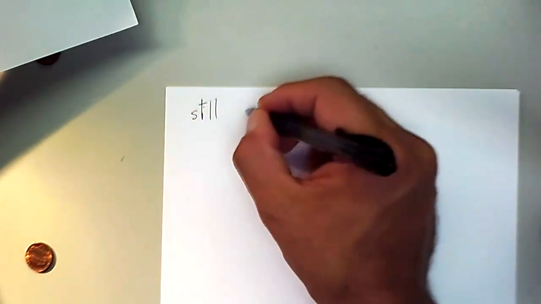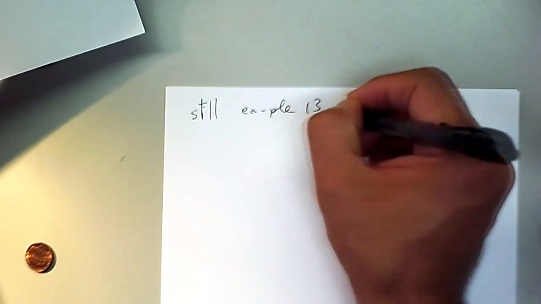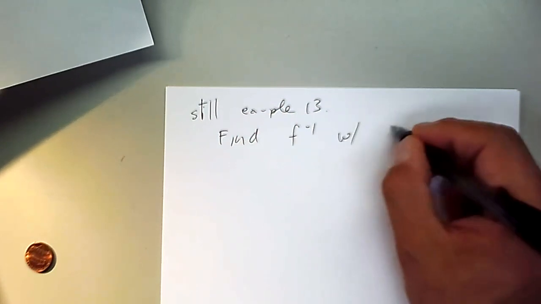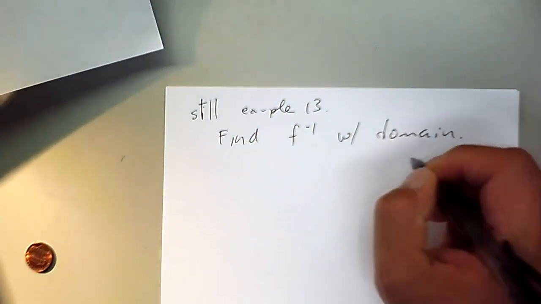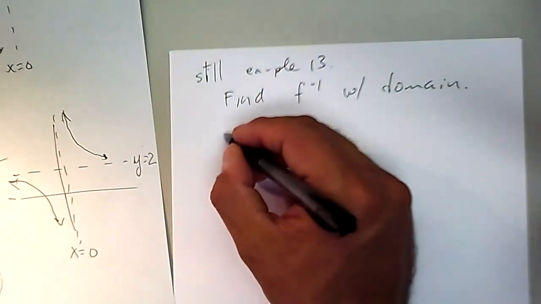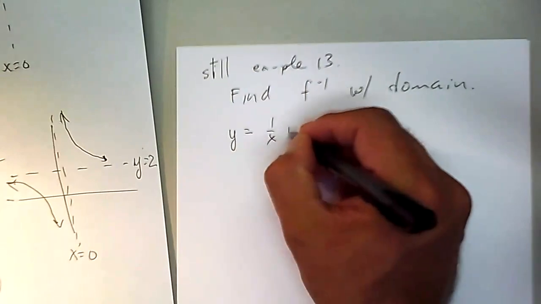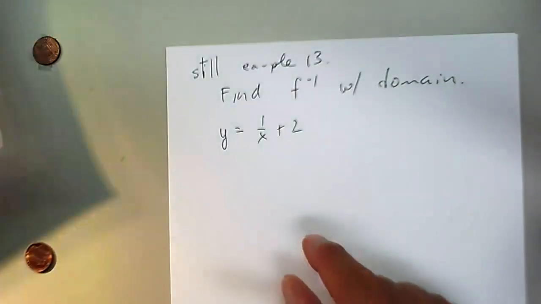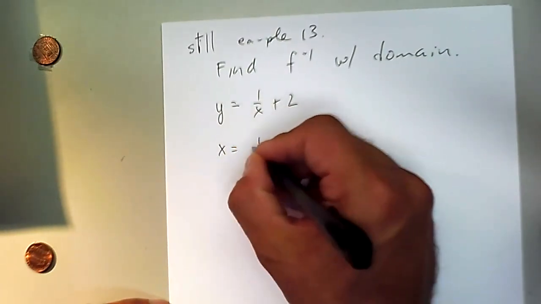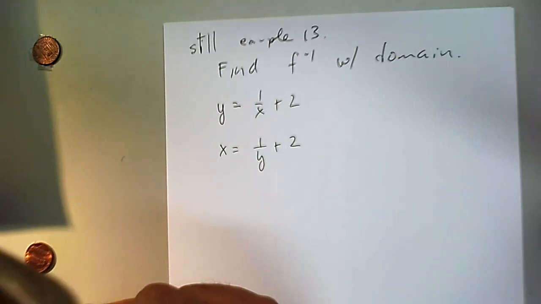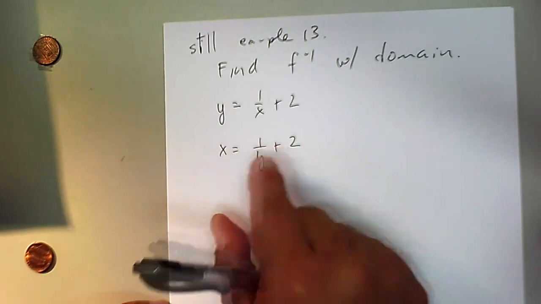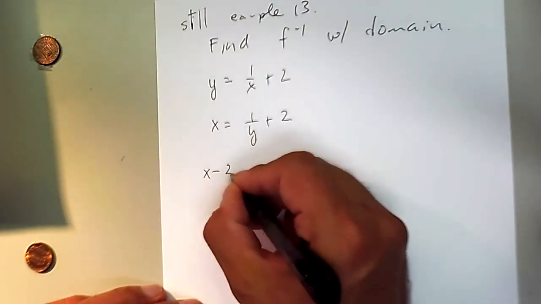Still example 13. Find the inverse with domain. Okay, so let's go through the steps. Y equals 1 over x plus 2. Swap the x's and the y's. So x equals 1 over y plus 2. I'm going to subtract the 2 from both sides of the equation. X minus 2 equals 1 over y.